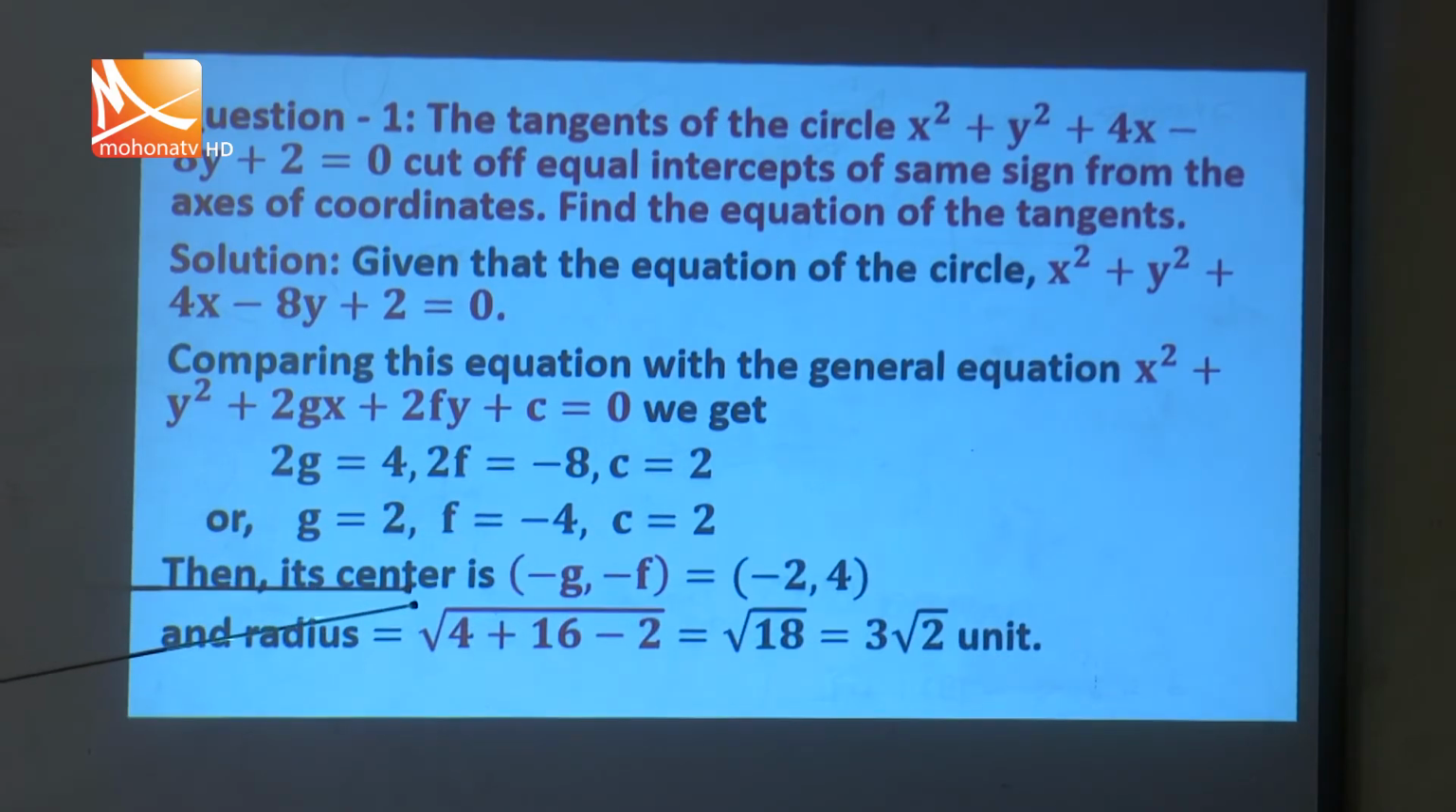Okay. Then its center is (minus g, minus f), so it will be (minus 2, 4), and its radius formula is square root of g square plus f square minus c. So it will be 2 square means 4 plus minus 4 whole square, it is 16, minus c, so it will be minus 2. So by making calculation we get its result is 3 root 2 units.